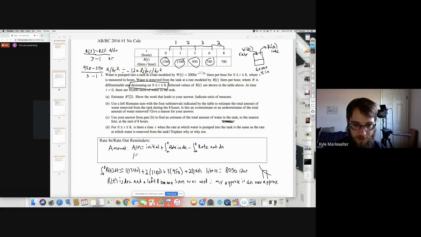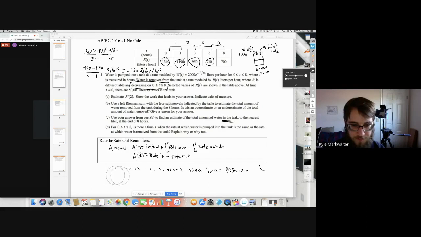That means that the rate of change, sort of a conclusion of this, is that the derivative of this is just going to be the rate in minus the rate out, but that makes sense. The overall rate of change is the difference between the rate in and the rate out. That's kind of our big idea here for these rate in, rate out questions. All of our conclusions can come from that. So let's do that for this one.